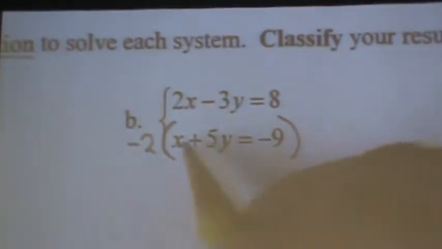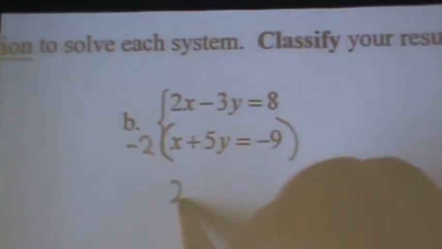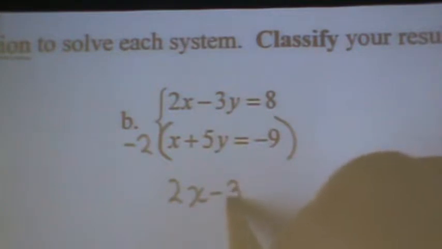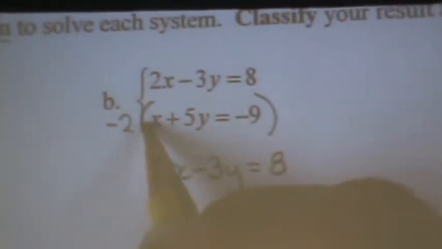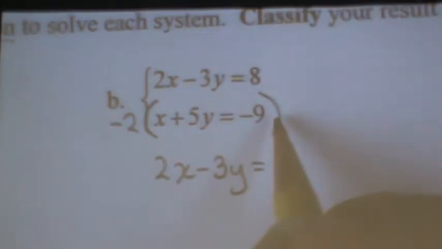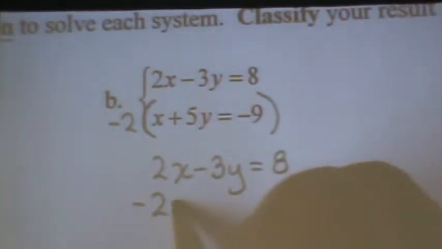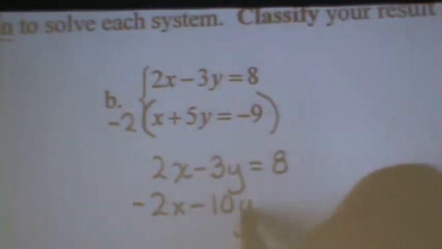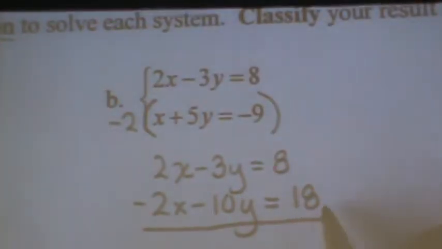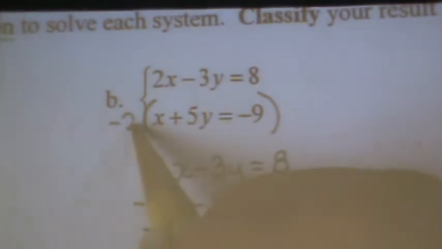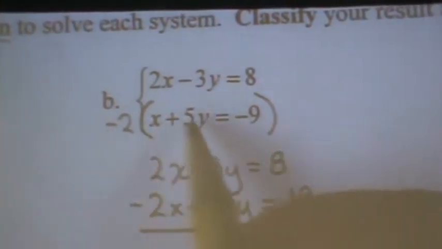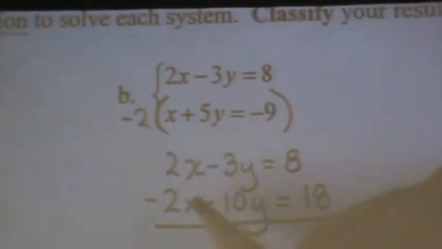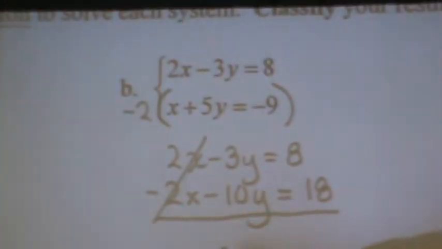Okay, so the top equation is going to stay as 2x minus 3y equals 8. But the bottom one, if we distribute all the way throughout the problem, you end up with -2x minus 10y equals a positive 18. The most common mistake on this is people forget to multiply the -9 by the -2. So don't forget the whole thing. Now, when we add, what ends up happening?